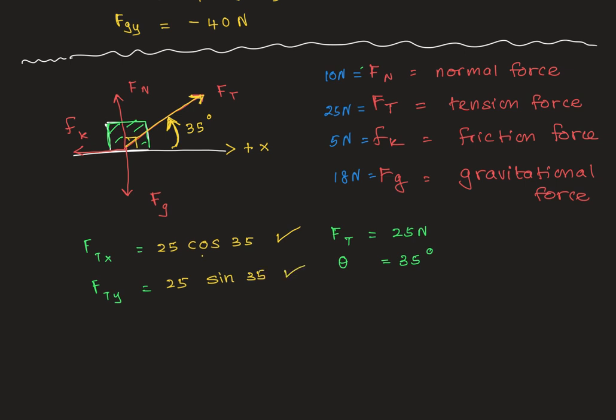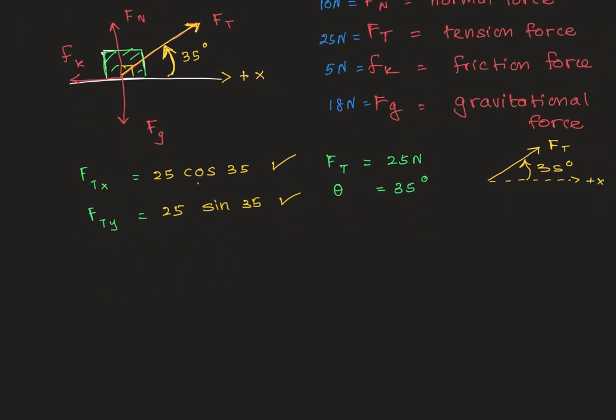And this is our y component of the tension vector. Now, if you'd like me to draw this on the side to represent the Ft vector, here's how you do it. And then this is the positive x-axis. The angle is 35 degrees.